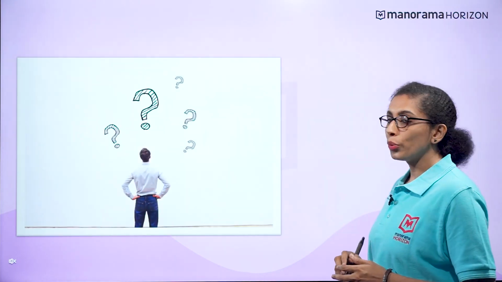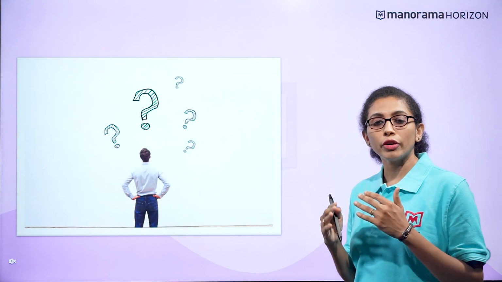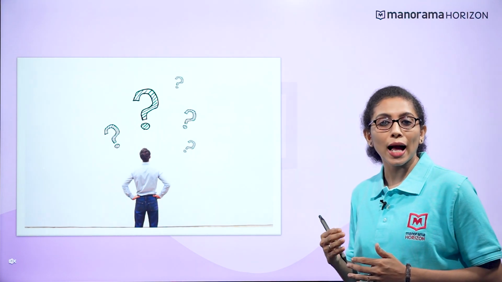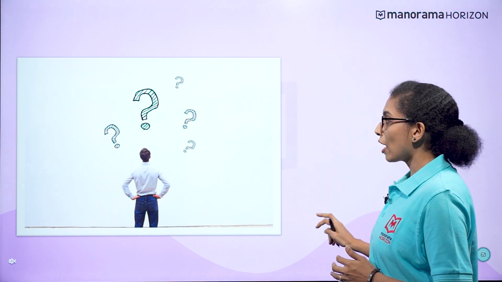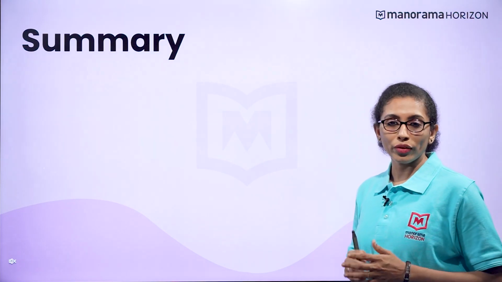Now that we have learned about the different types of sets, let's look at how operations are carried out on a pair of sets and we will examine their properties. Let's have a quick recap of what we have learned.